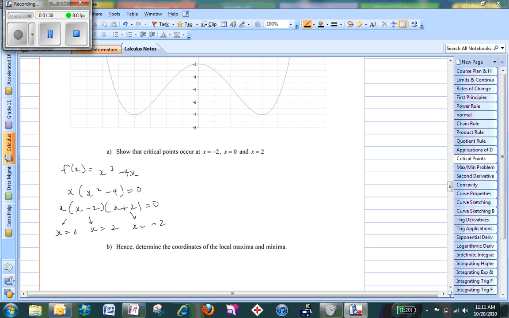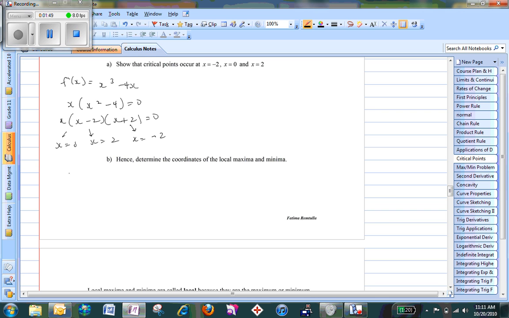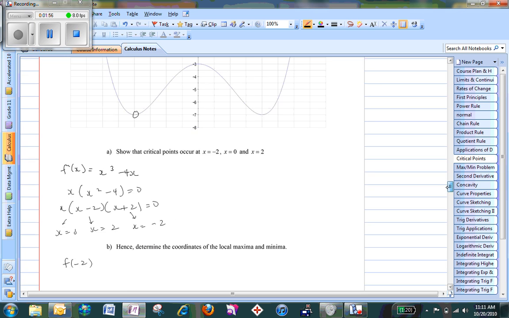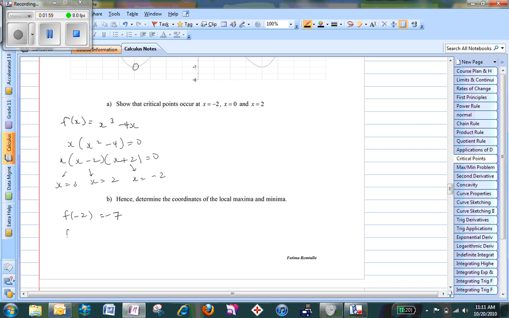Fantastic. It then says, hence, so once I have that, determine the coordinates of the local maximum or minimum. Well, because they've given me a graph, this becomes infinitely easier. I look at my graph and I find f at -2. So I go up, I look at my graph, f at -2 is here at -7. So that's a -7. I find f at 0. F at 0, according to my graph, is at -3. And f at 2, again, is at -7. So the coordinates, as the question asks for, are (-2, -7), (0, -3), and (2, -7).